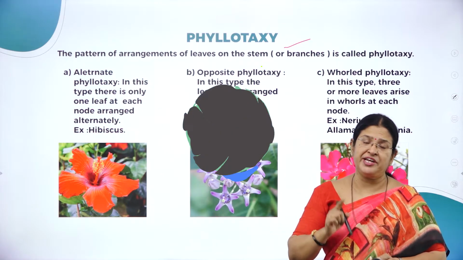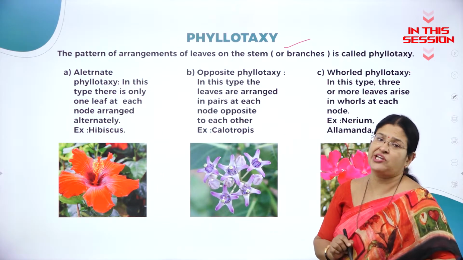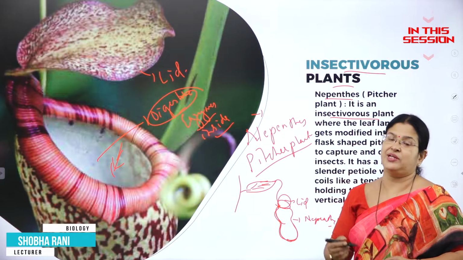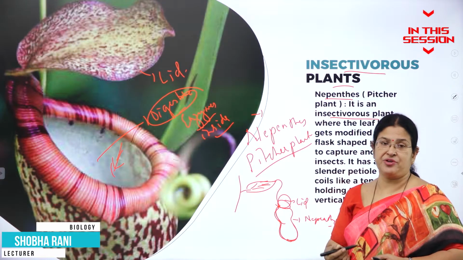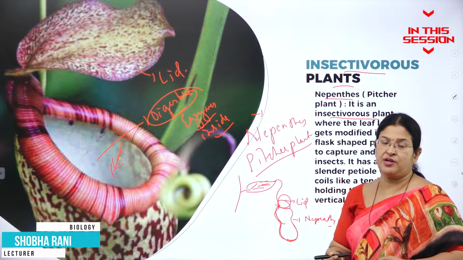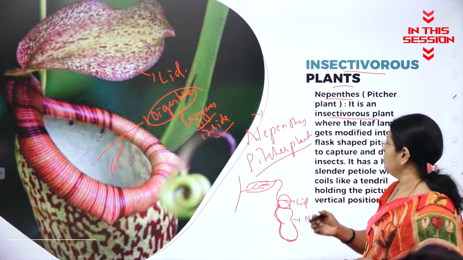The mode of arrangement of leaves on the stem is called Philotaxy. Why does a plant become insectivorous? When it is not getting sufficient nitrogen from the soil, then it goes for an alternate means of being insectivorous.